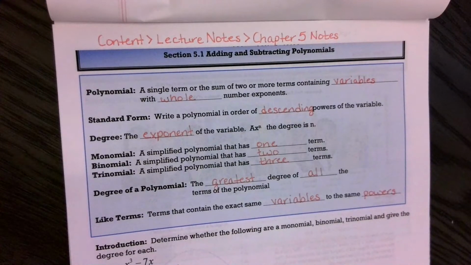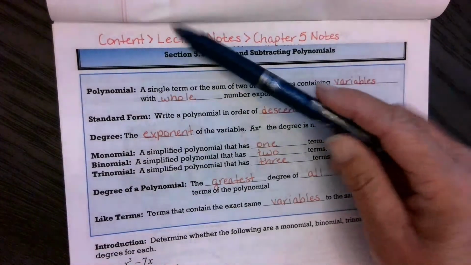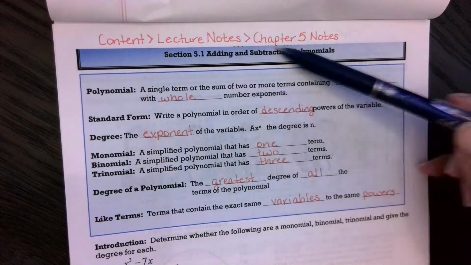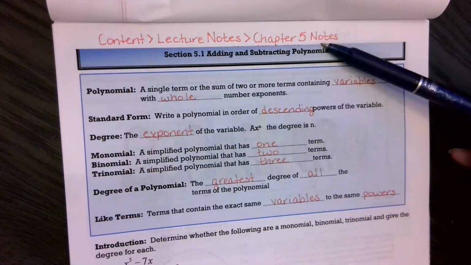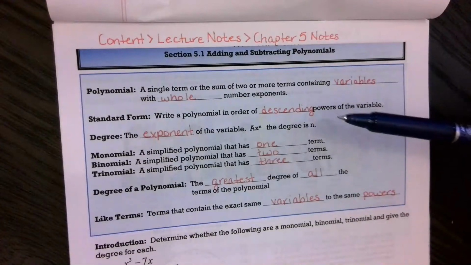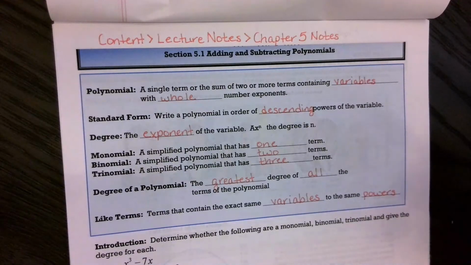Okay, so we are going to start with 5.1, which is adding and subtracting polynomials. You can find these notes if you go into Brightspace, under Content, go to Lecture Notes, and Chapter. When you click on Chapter 5 notes, all of Chapter 5 is going to come up. I'm going to only do 5.1 and 5.2 today, but all of Chapter 5 will come up when you click on this.